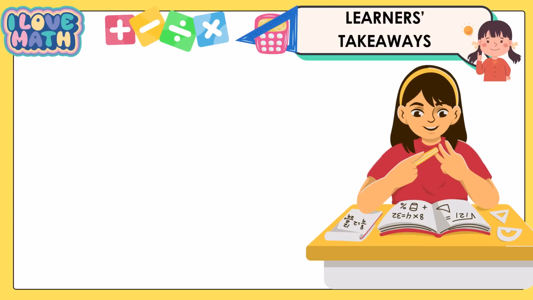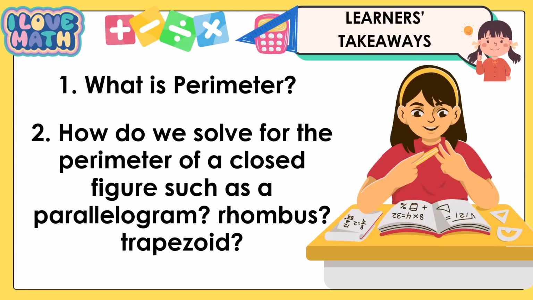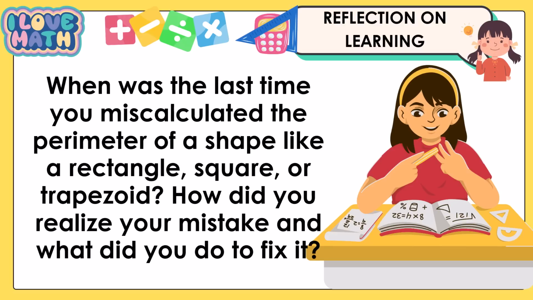Day 3. Learners' takeaways. Number 1, what is perimeter? Number 2, how do we solve the perimeter of a closed figure such as a parallelogram, rhombus, and trapezoid? Reflection on learning. When was the last time you miscalculated the perimeter of a shape like a rectangle, square, or trapezoid? How did you realize your mistake? And what did you do to fix it?